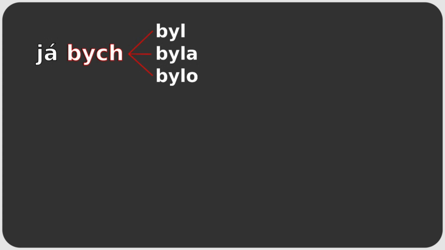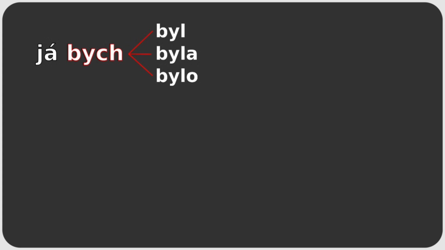Now, the hardest part actually comes with the auxiliary "bych." And that's because it has a different form in every person. Only the third person singular and plural have the same form. So the first person singular takes the form "bych." So I would be. "Já bych byl." And that's actually what we talked about.